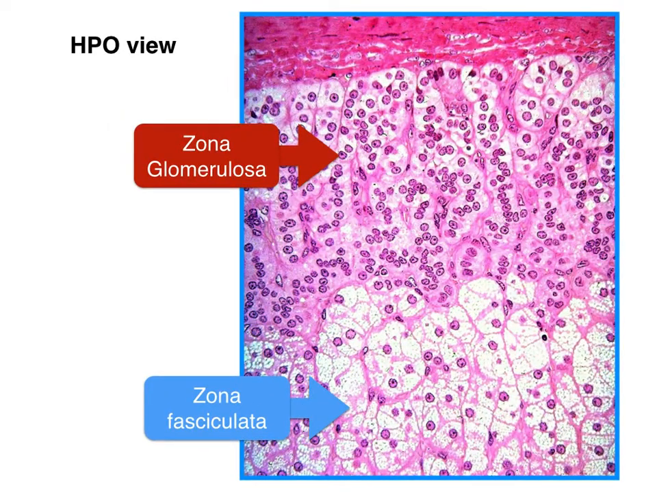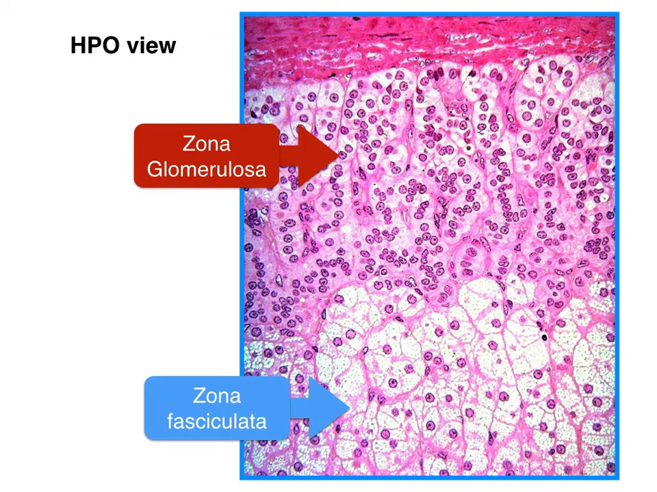The zona glomerulosa is the thin outer layer of the adrenal cortex. Its cells are pale staining and organized into ovoid clusters. The cells of the zona glomerulosa produce mineralocorticoid hormones like aldosterone.